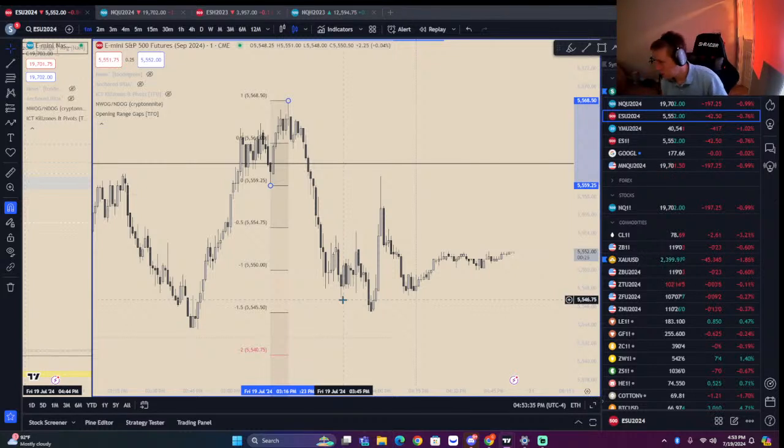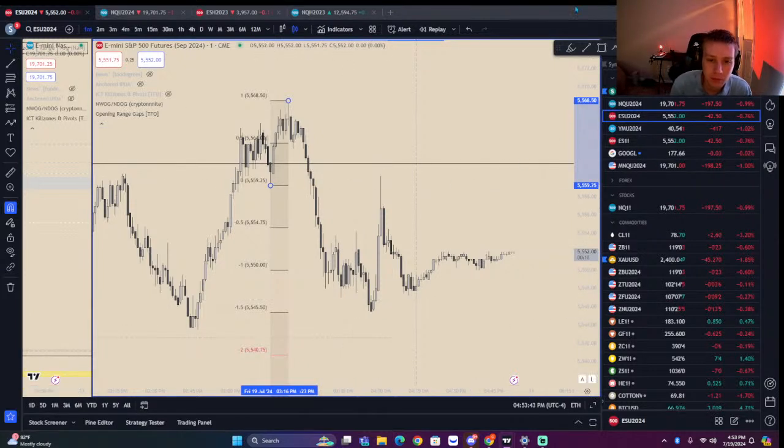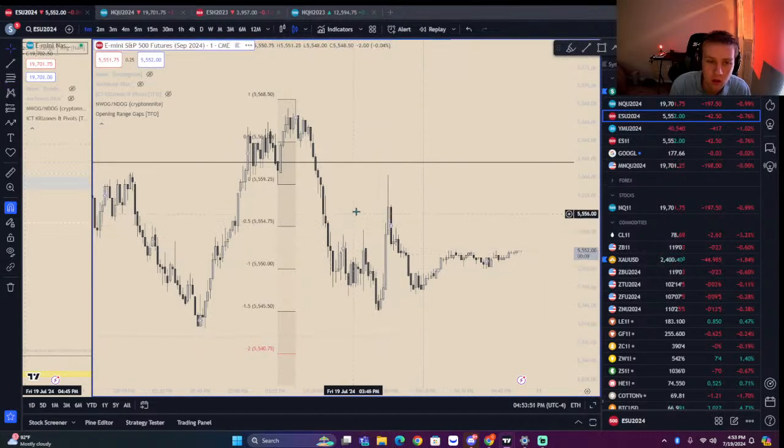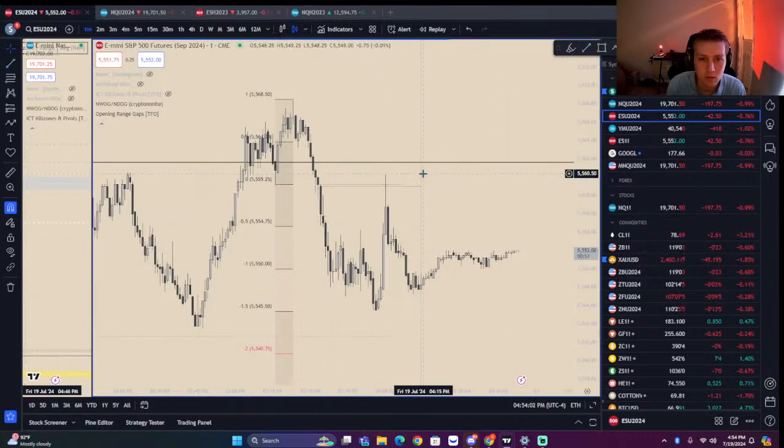Negative 1.5 standard deviation. Maps out. I do want to see this. Is this like 0.5 here? This volume imbalance we repriced to. Okay.